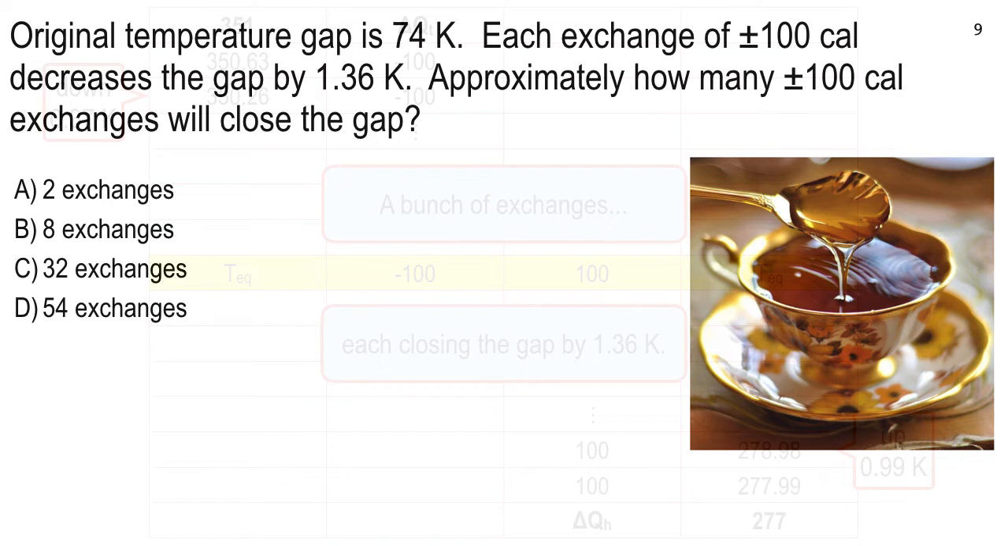So we've got a total energy gap of 74. We're backing up to the beginning now. And every time we exchange plus or minus 100 calories, we cut that gap by 1.36. So how many times are we going to have to exchange plus or minus 100? Right now, I want you to think.